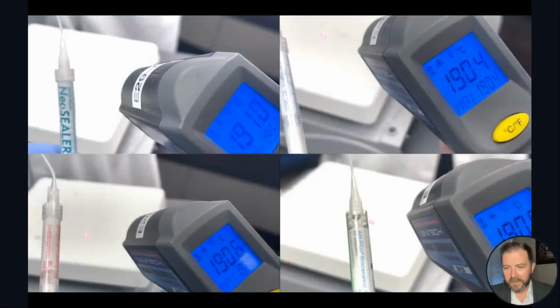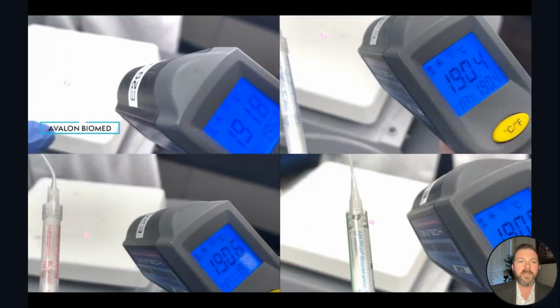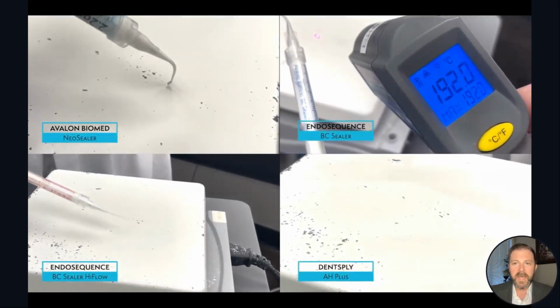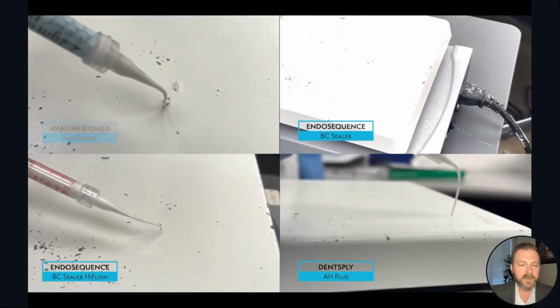Now, talking about the heat, this is one thing I want to bring up, in that if you've seen my lecture before, you've seen something similar to this. But as we're walking through, I have the sealers labeled for you, and this is just a heat plate at 190. We're trying to simulate close to 200, which is what most of us use in our System Bs.